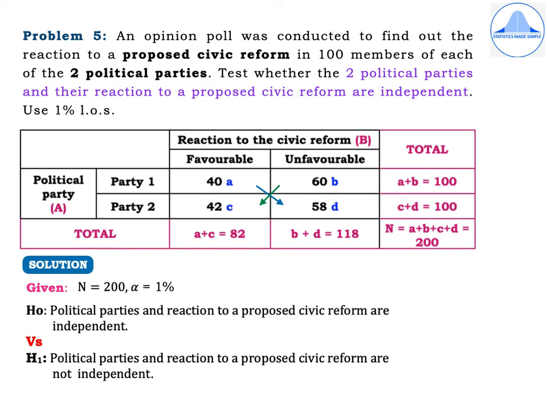Next, starting with the solution, write down given capital N is equal to 200 and alpha is 1%. So H naught: the political parties and reaction to a proposed civic reform are independent, versus H1: political parties and reaction to a proposed civic reform are not independent.